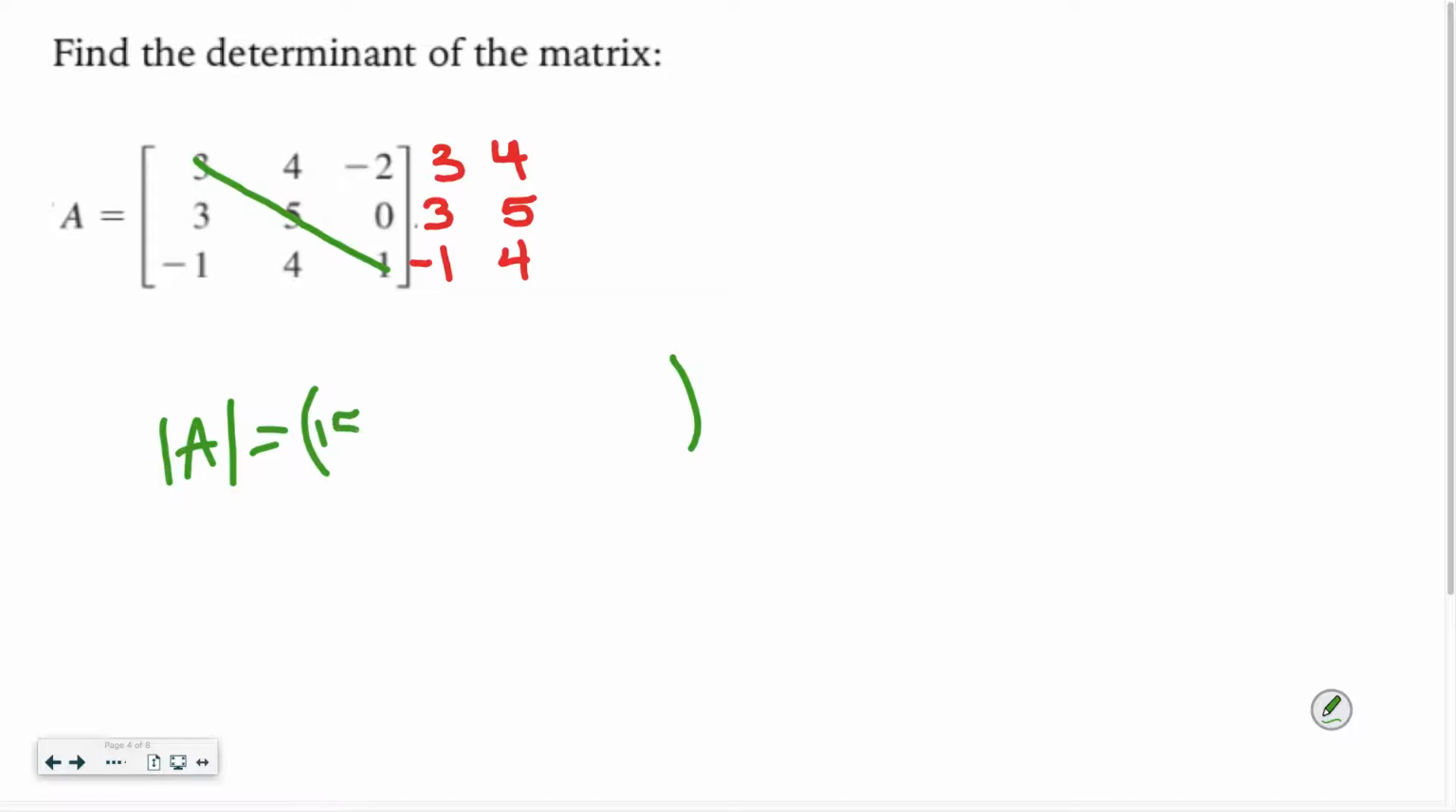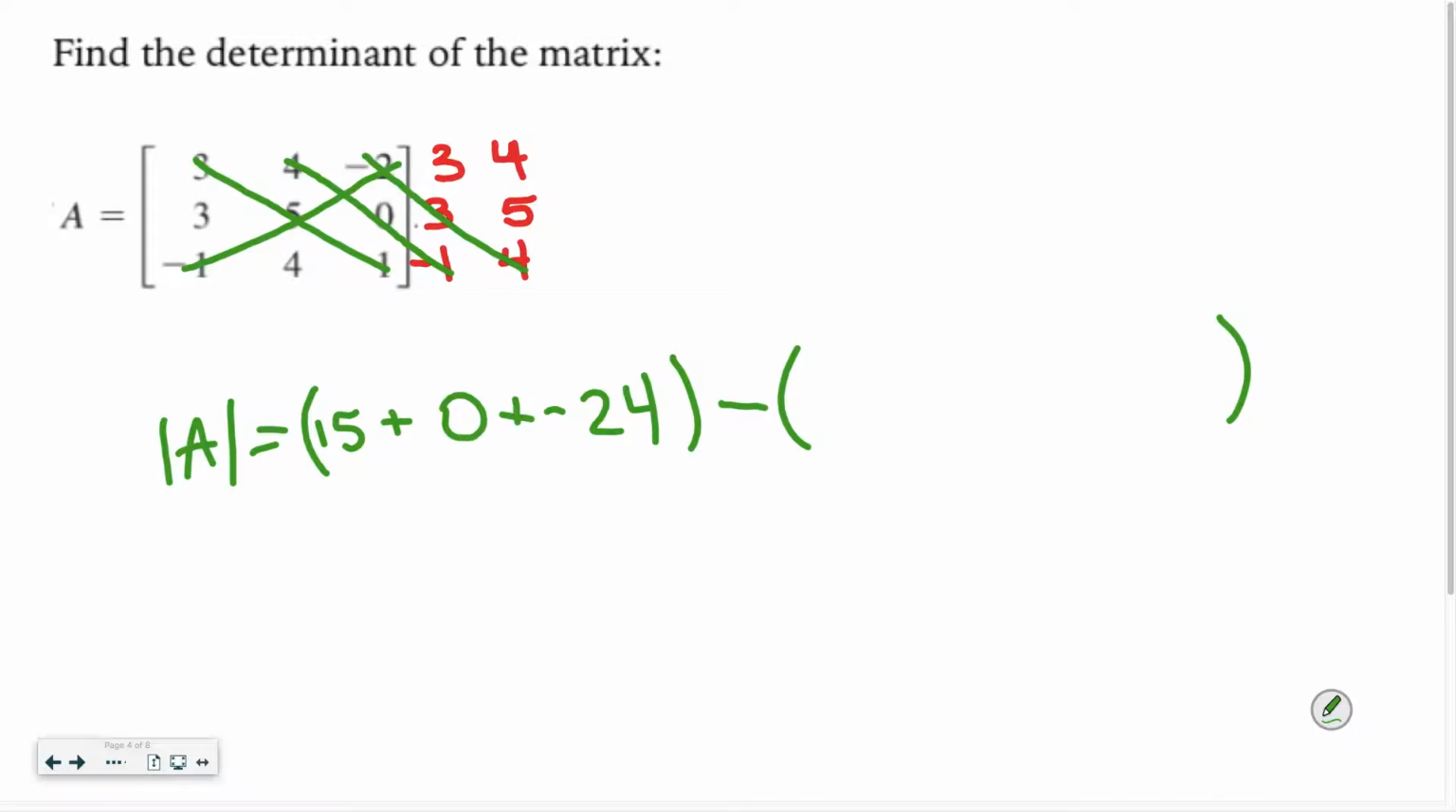15. Plus 4 times 0 times negative 1. Yes, 0. Plus negative 2 times 3 times 4. Maybe 24. Okay, so those are all of our down diagonals. Then we're going to subtract the group of up diagonals. So we have negative 1 times 5 times negative 2. 10. Plus 4 times 0 times 3. 0. Plus 1 times 3 times 4. 12.